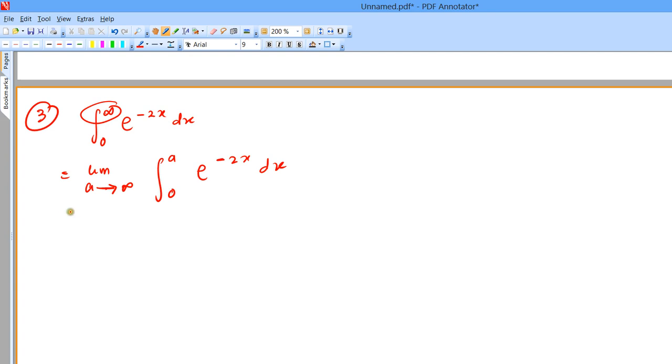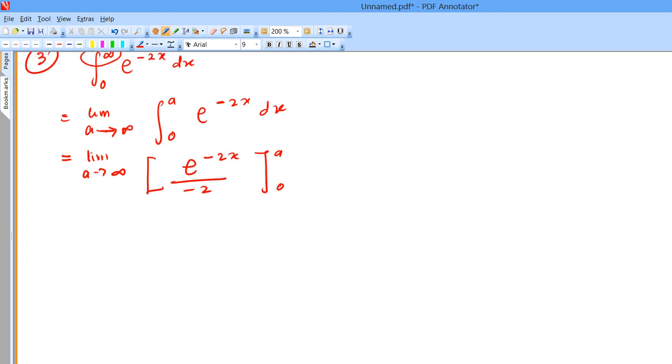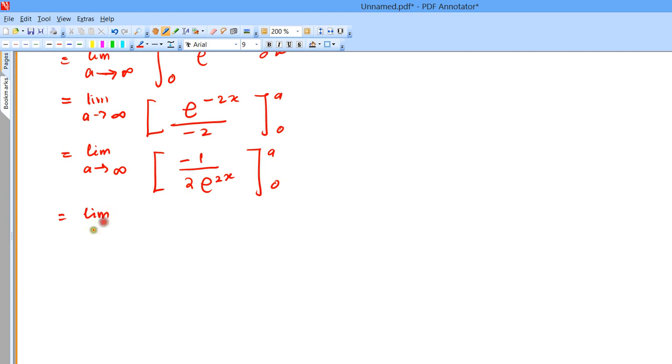And then we need to integrate, which equals the limit as a approaches infinity of e to the power of negative 2x over negative 2, from 0 to a. Or we can simplify this and write it as negative 1 over 2 e to the power of 2x. Then substitute a and 0: the limit as a approaches infinity of negative 1 over 2 e to the power of 2a plus 1 over 2 e to the power of 2 times 0.